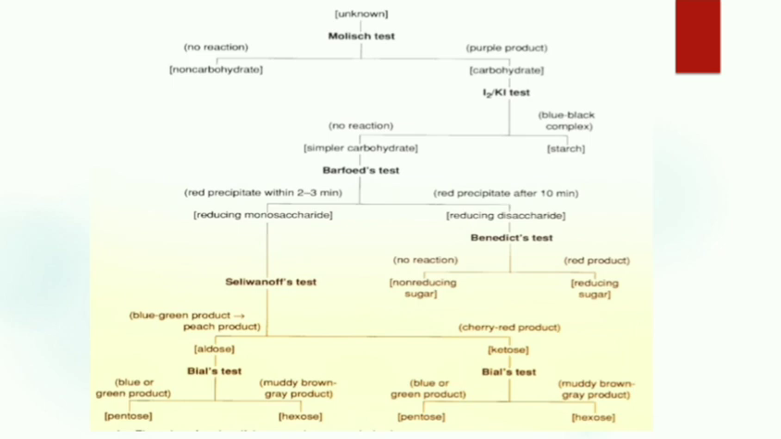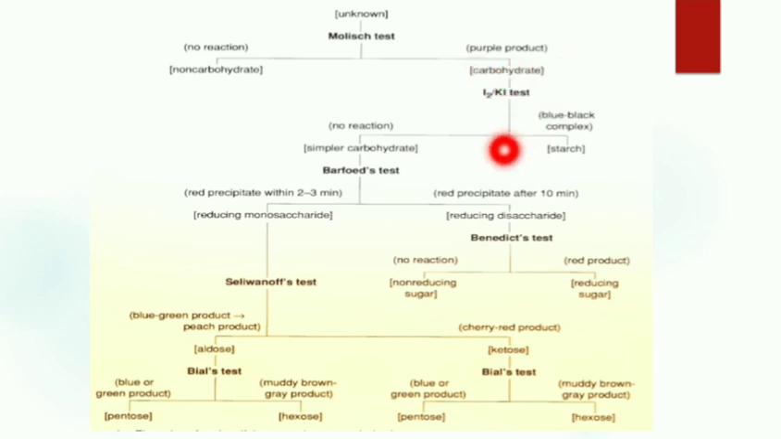the first test we are going to perform is the Molisch test. If this unknown compound does not react with the Molisch reagent, there will be no reaction, and these are non-carbohydrates. If this unknown compound reacts with the Molisch test, it will show a purple product or purple color. So hence these are carbohydrates.